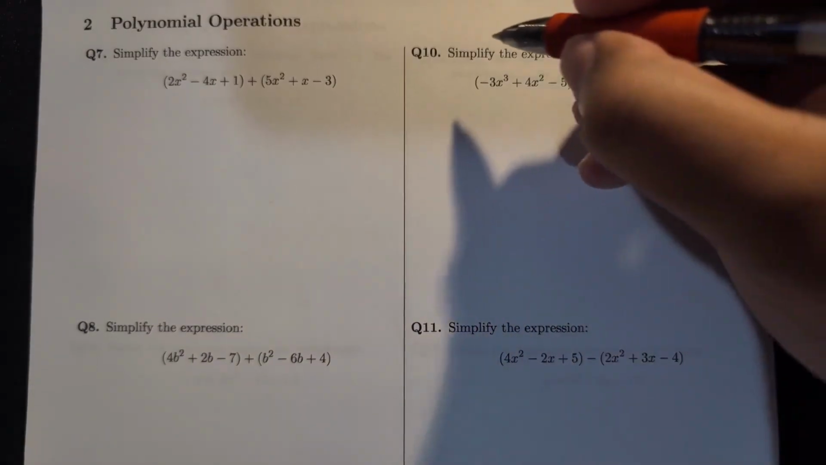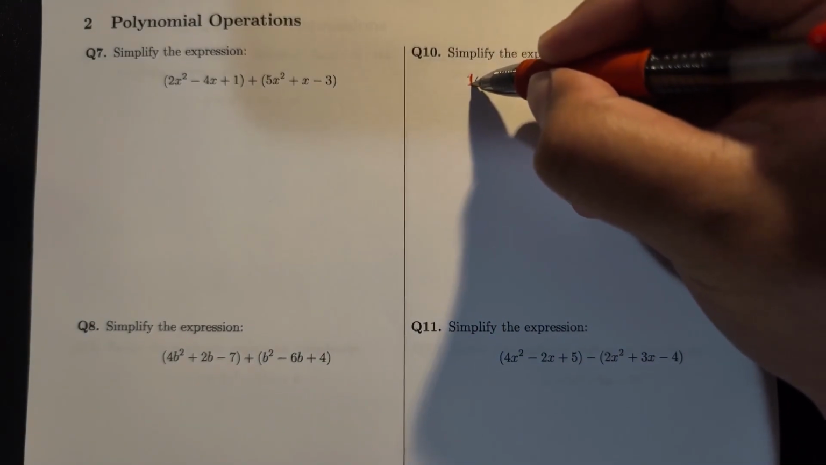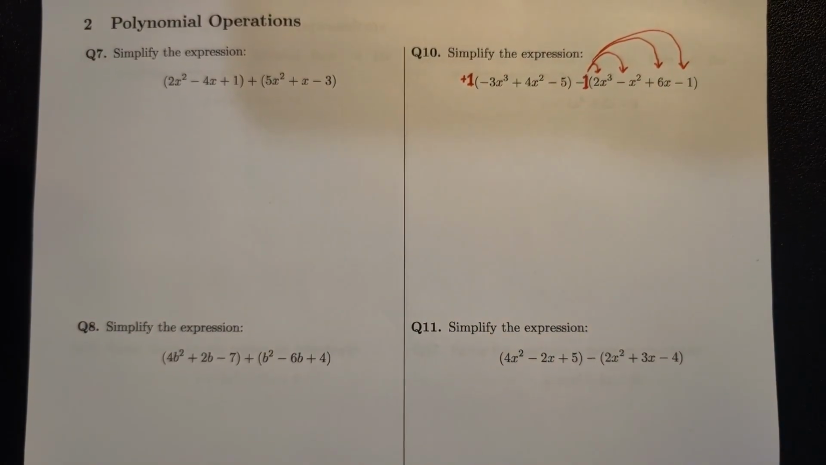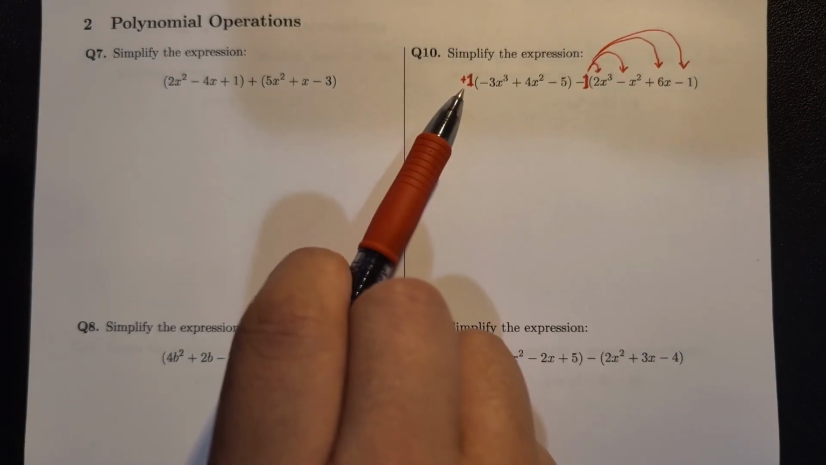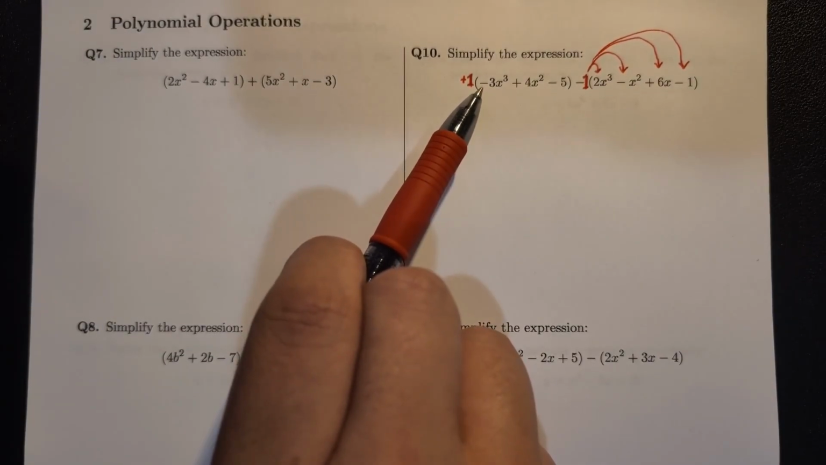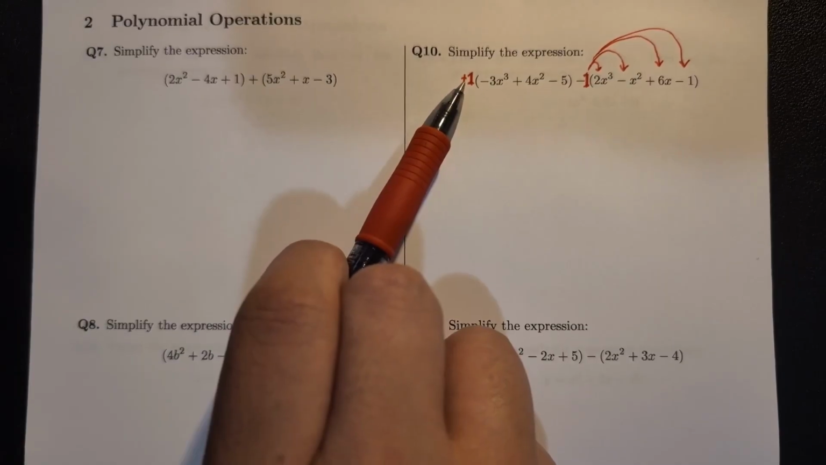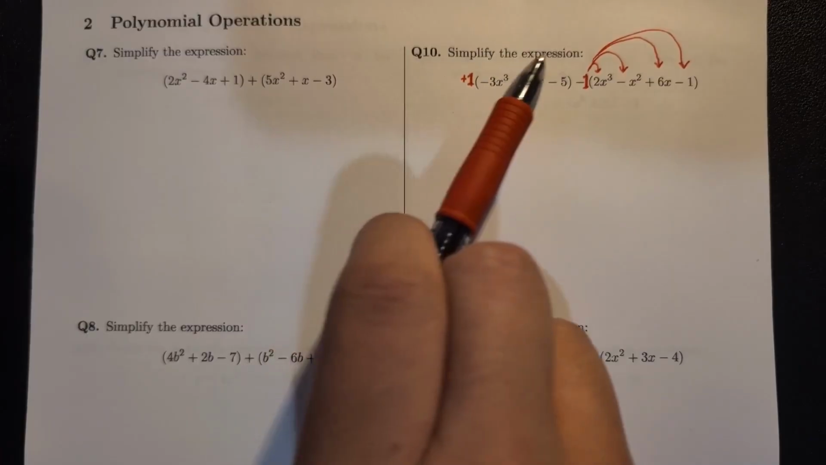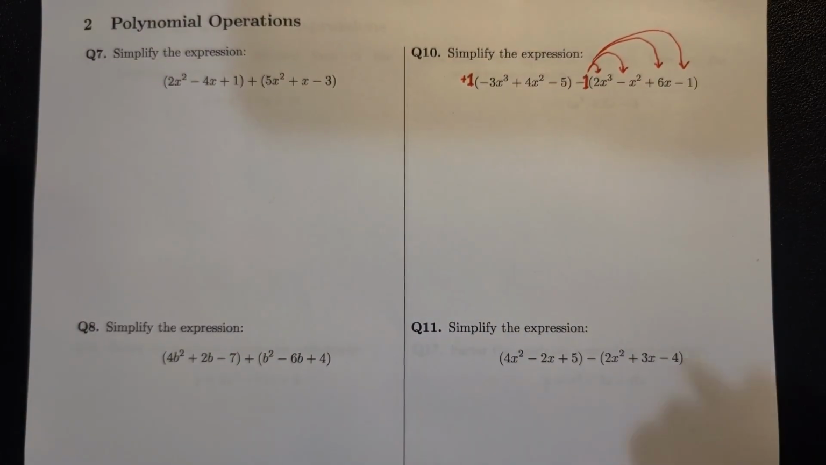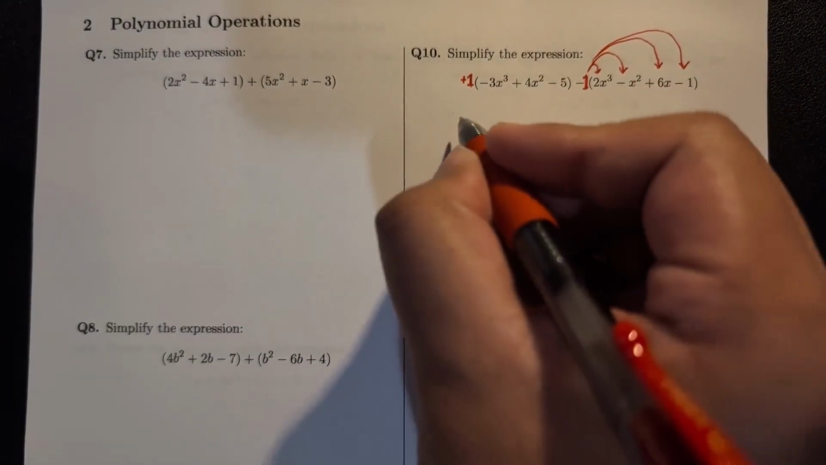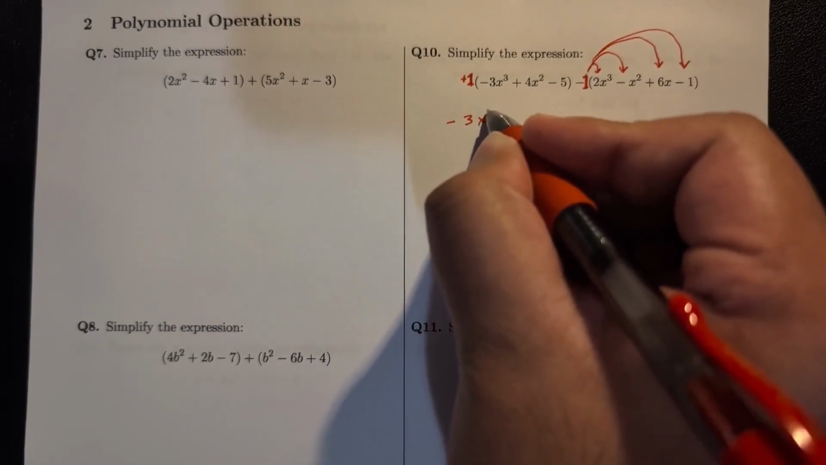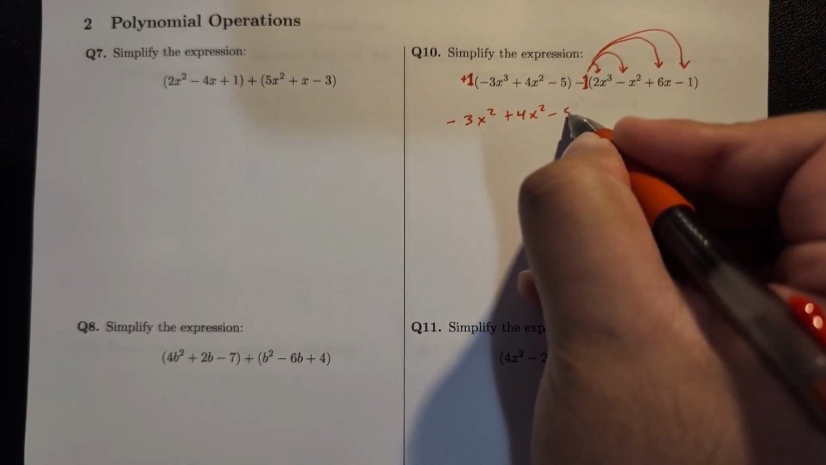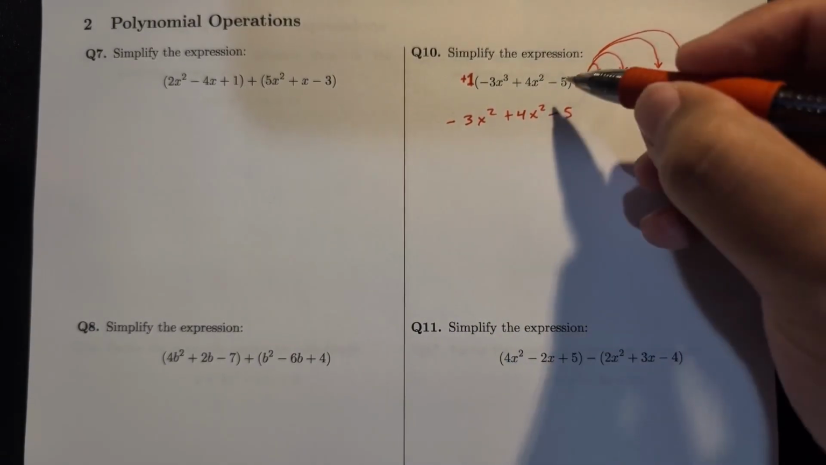Now here, I also have an invisible one, but this is a positive invisible one because I do not have a negative in front. Since it's a positive one times negative 3, that stays as a negative 3. Positive 1 times positive 4 stays as a positive 4. Positive 1 times a negative 5 stays as a negative 5. So nothing really changes in the first one. So we could write 3x squared plus 4x squared minus 5 for the first set.